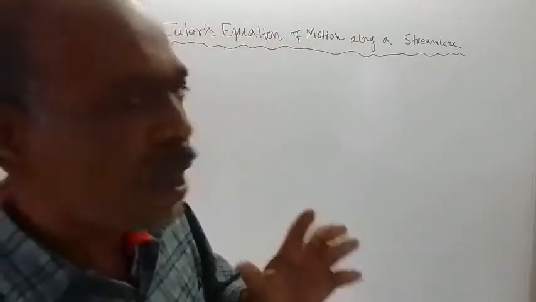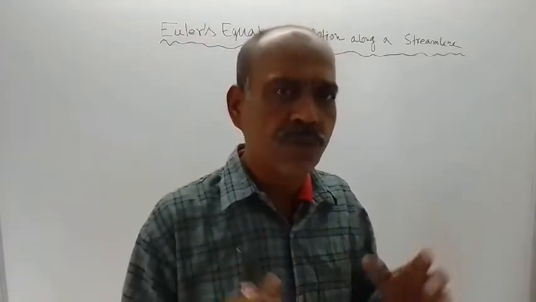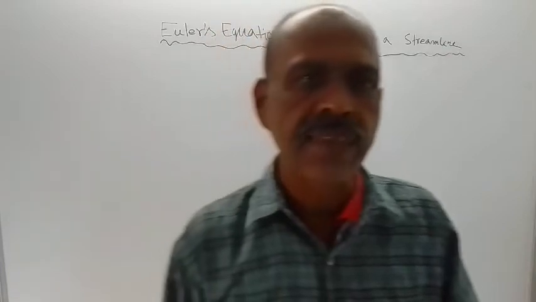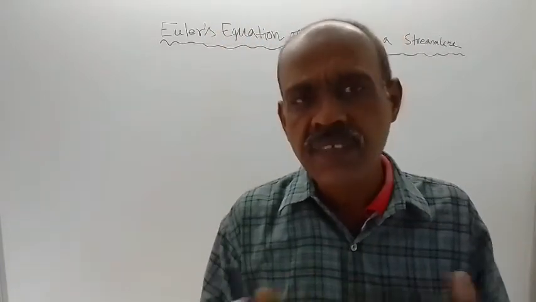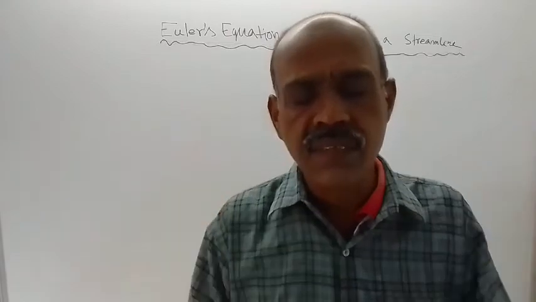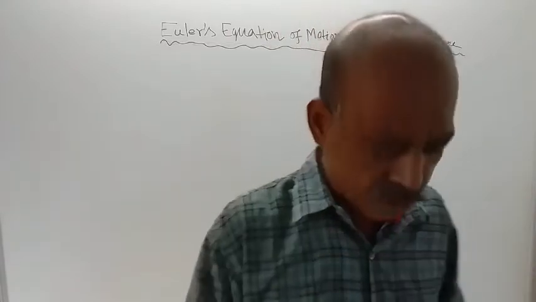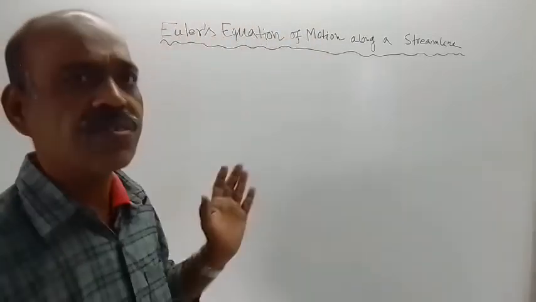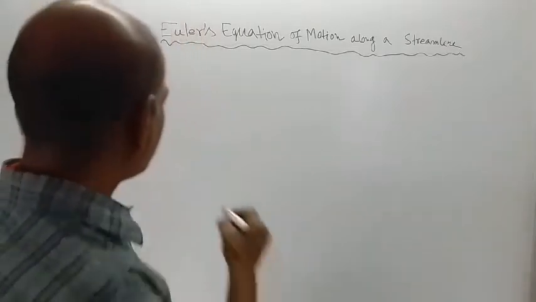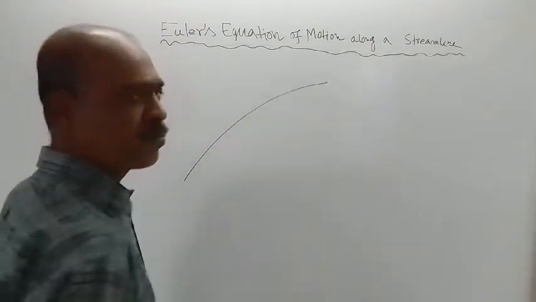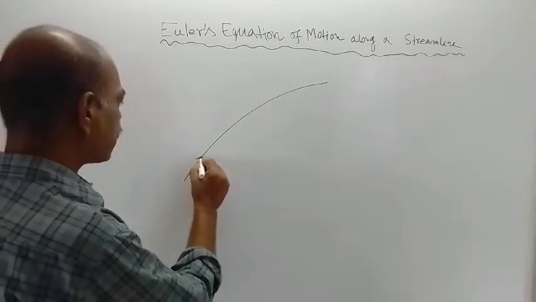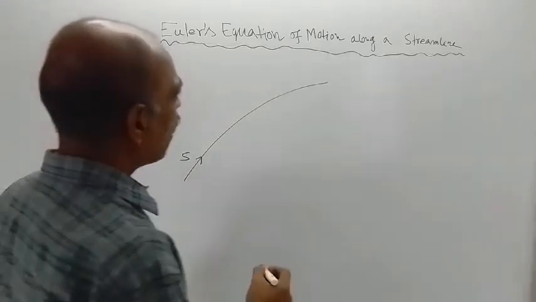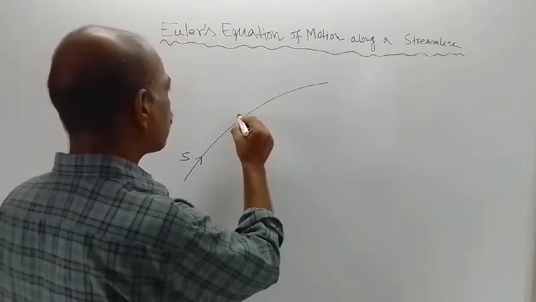You know the definition of streamline. It is known to you. A streamline is what? It is an imaginary line, tangent to which at any point represents the direction of the instantaneous velocity vector. This definition is known to you. So to derive that equation, first of all, let us take one streamline. Suppose this is the streamline. This is the direction of the streamline, S. S represents streamline.